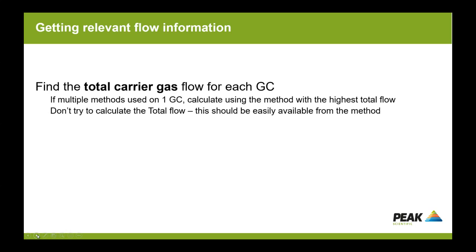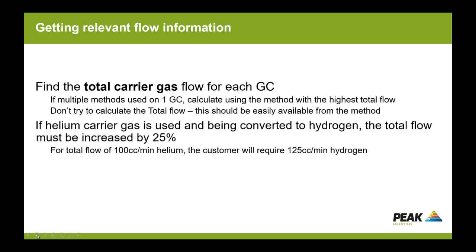Now, if you have multiple methods used on a single GC, what you would need to do is just look at the method that has the highest total flow, so the highest gas consumption. And again, you should be able to find this from the method, either on the computer or in any acquisition data that's printed out.